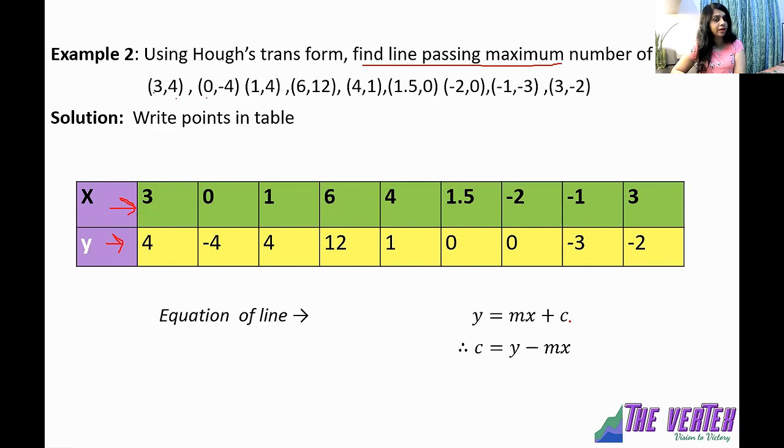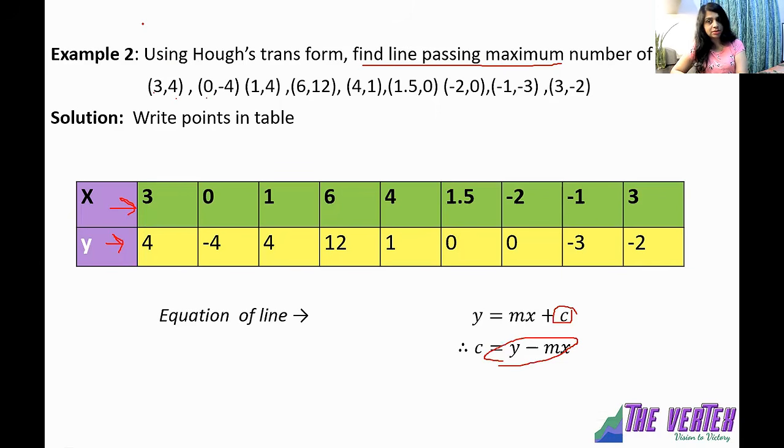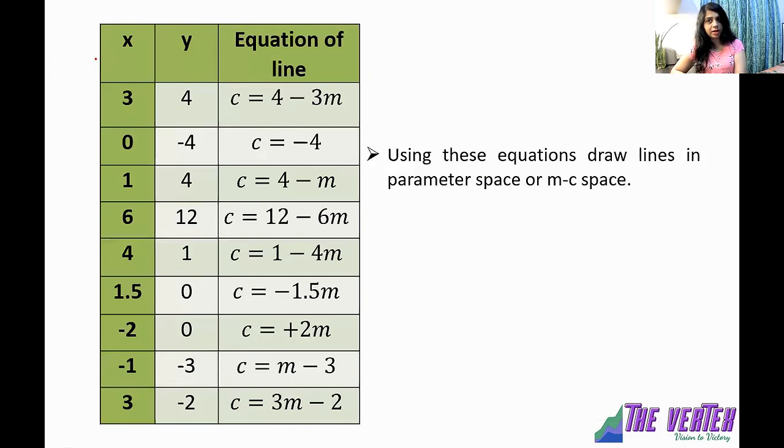Now we know that the equation of a line is y equals mx plus c. Now convert it in the form of c. So c equals y minus mx. Now we will write the equation of line. I have written the same table vertically, x and y vertically. I have taken x in the first column, y value in the second column, and equation of line in the third column. So c equals y, which means 4 minus mx. Mx is 3.